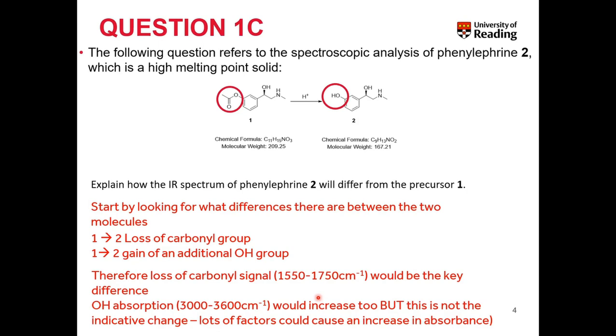Now, other factors can also cause an increase in absorbance of the alcohol group, such as the presence of solvent containing an alcohol, or if you added additional sample into the infrared spectrophotometer. So the alcohol group change on its own would not guarantee that you had made compound 2 from compound 1. For that, you would need to lose the C double bond O absorption from this group here.